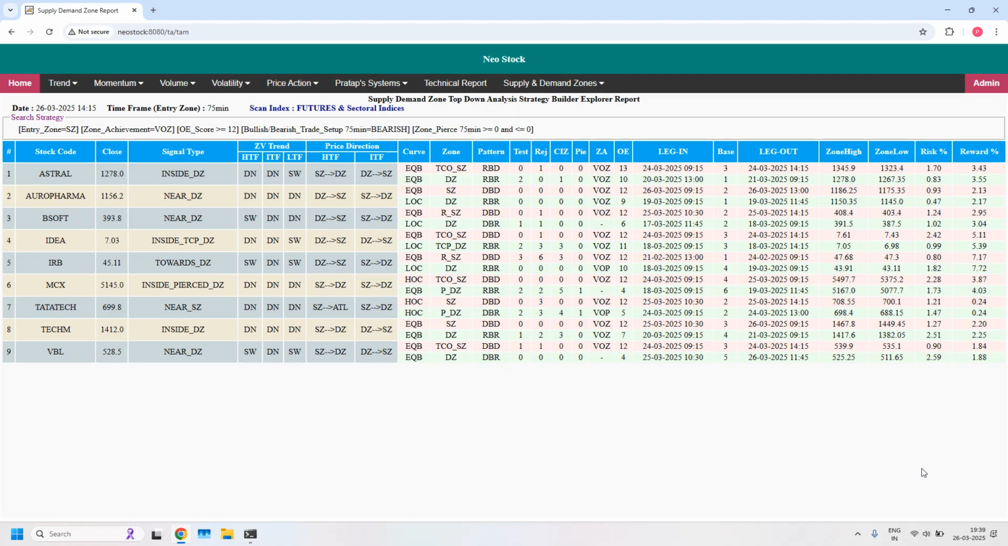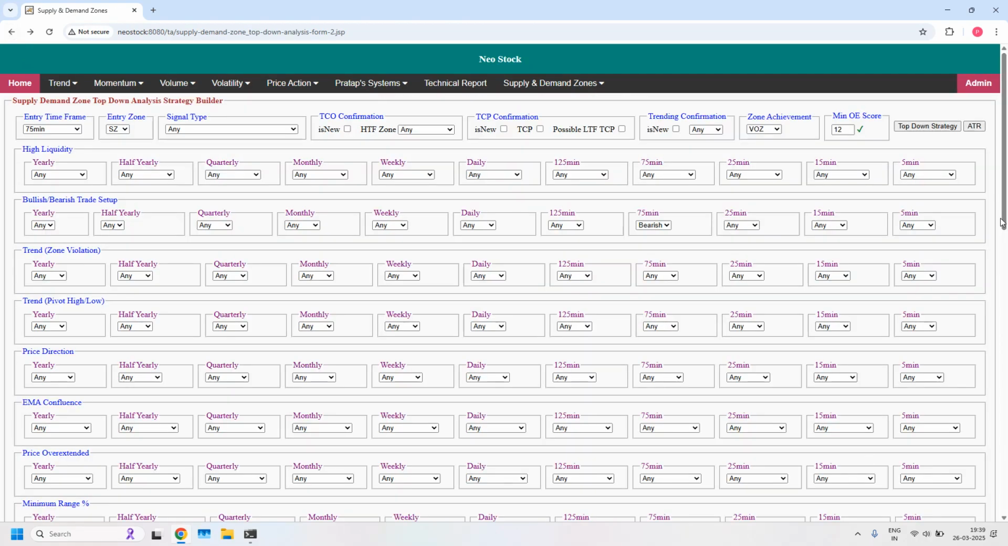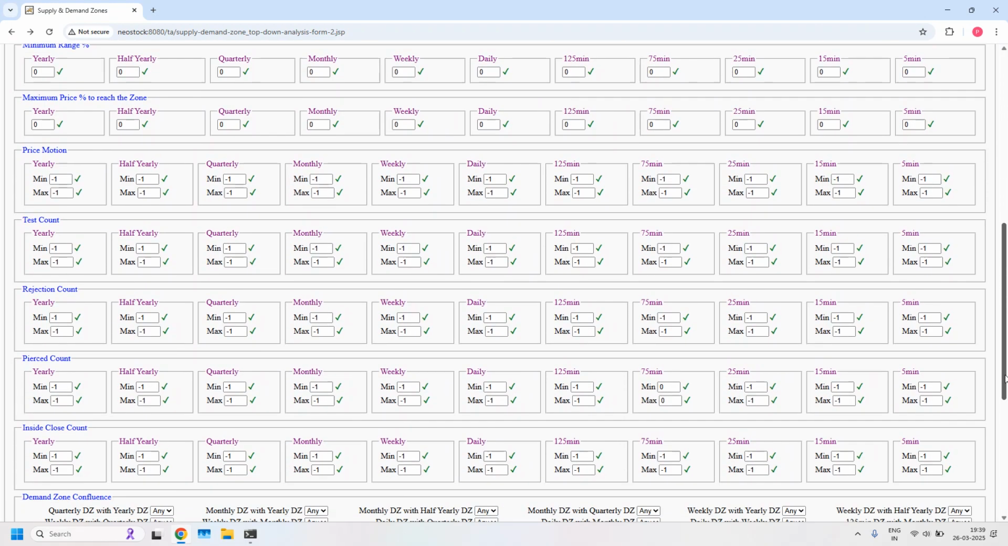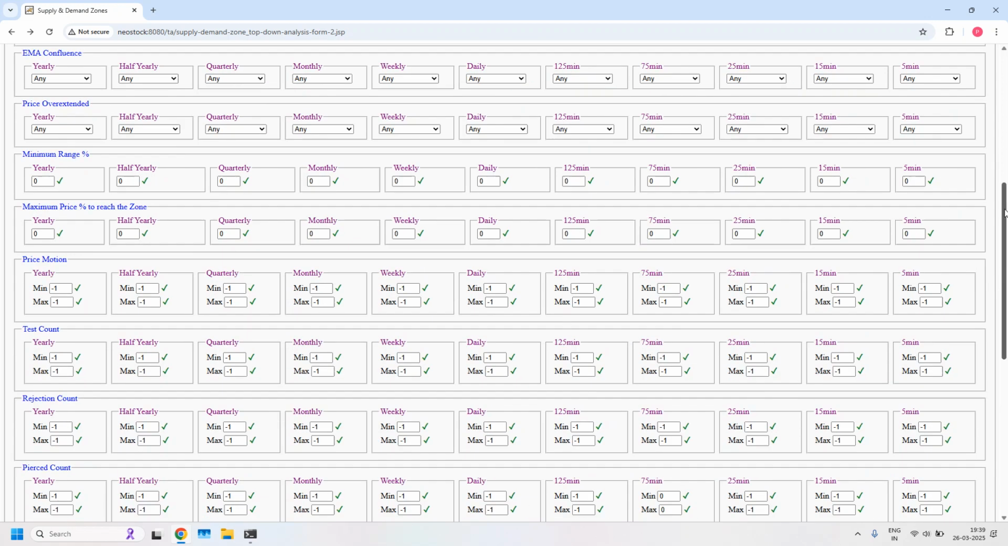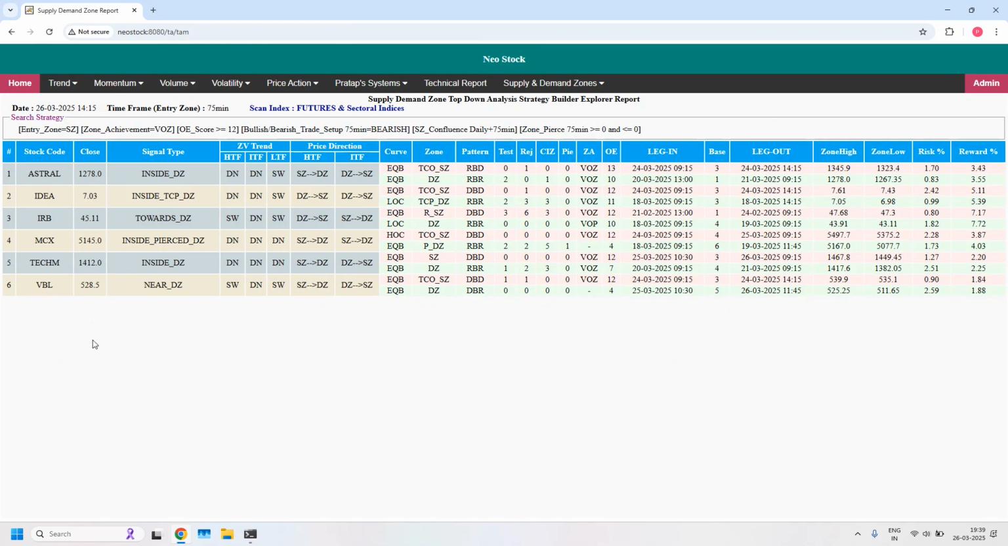Entry time frame zones are 75 minute supply zones. So these are the 75 minute supply zones. Out of these 9 75 minute supply zones, how many have an even higher probability of success? Let us filter based on the zone confluence. First filter is the LTF ITF supply zone confluence. That is 75 minutes and daily supply zone confluence. With this filter, we got 6 stocks.